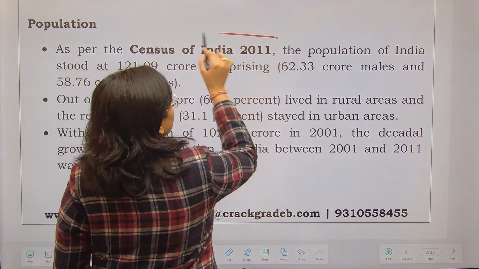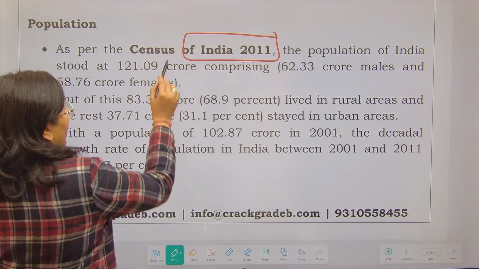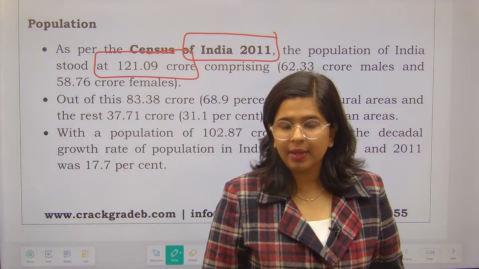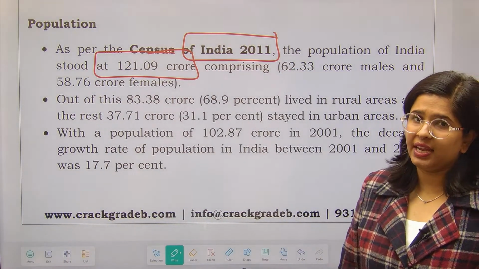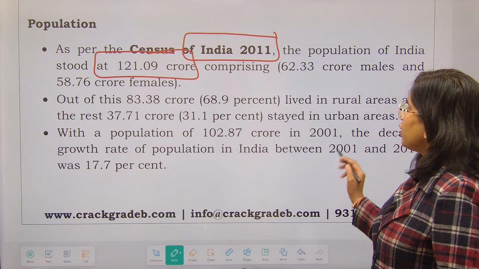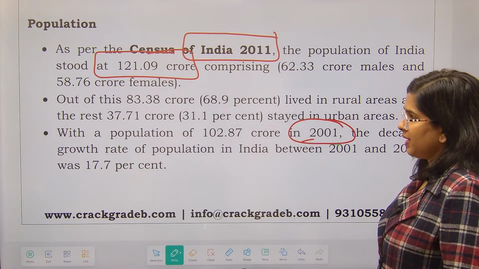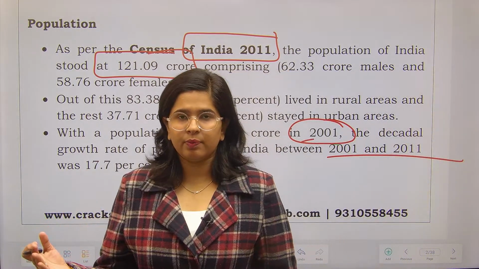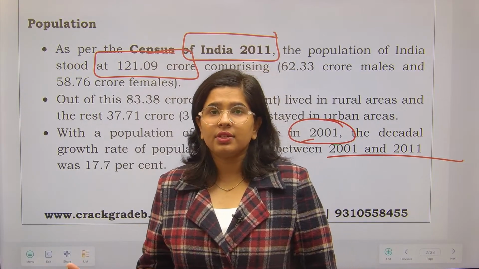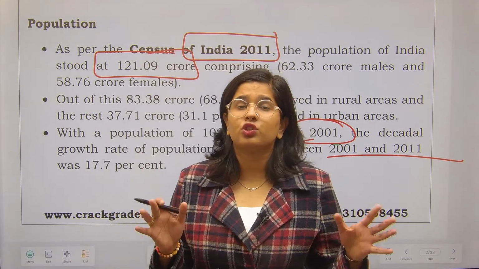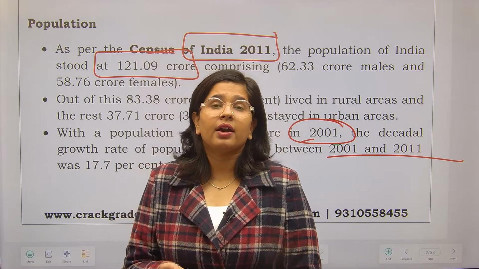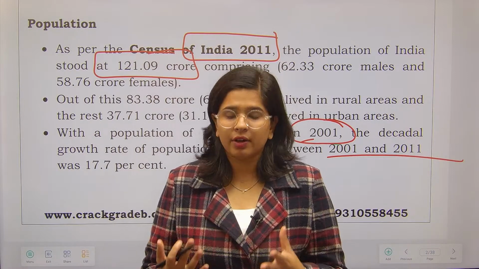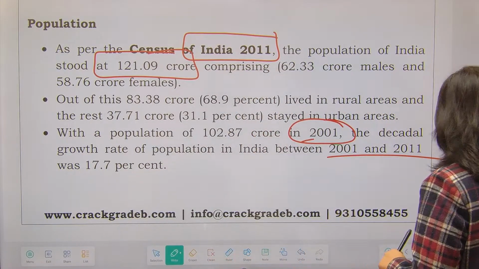So as per census of India 2011, the population of India is 121 crore people. 62 crores are males, and the remaining population comprises females, that is 58 crores something, right? With a population of 102 crores in the previous census, the growth rate has been 17.7%. So growth rate boomed during the decade of 1971 till 1991. You can say those 20 years were the years of population boom, and after that we saw a declining growth rate in the population, right?